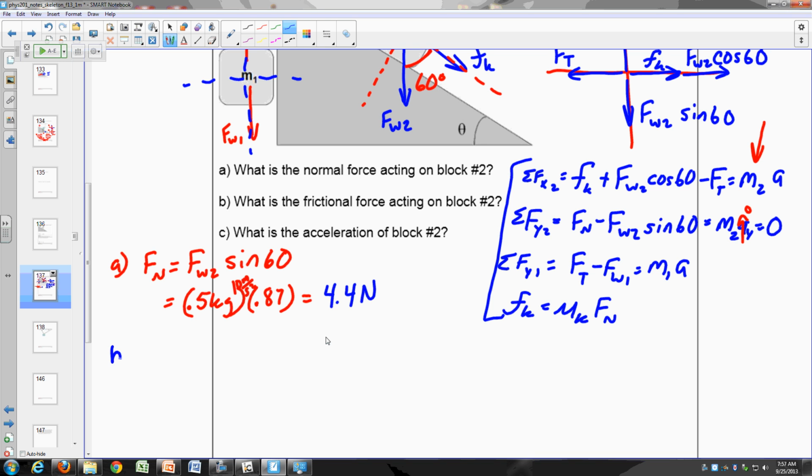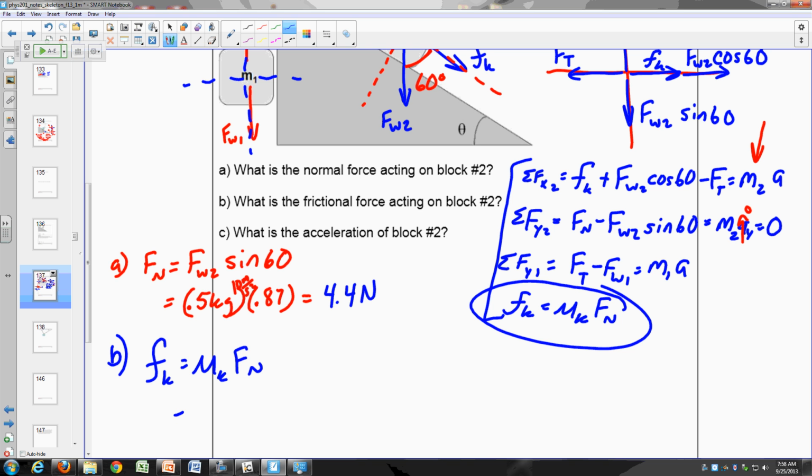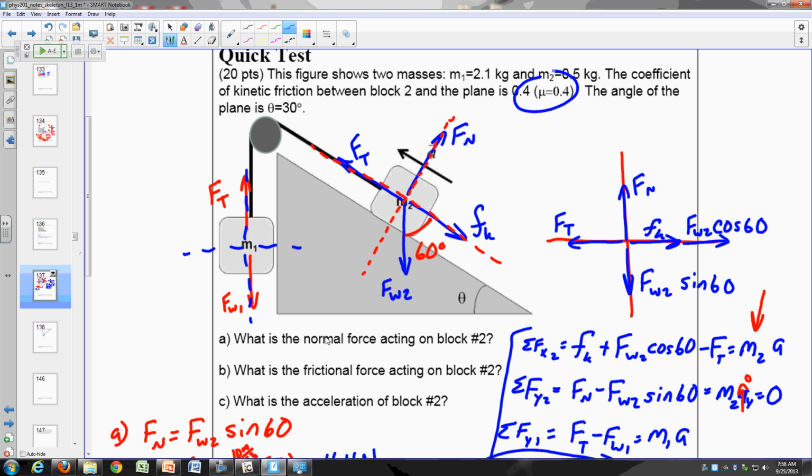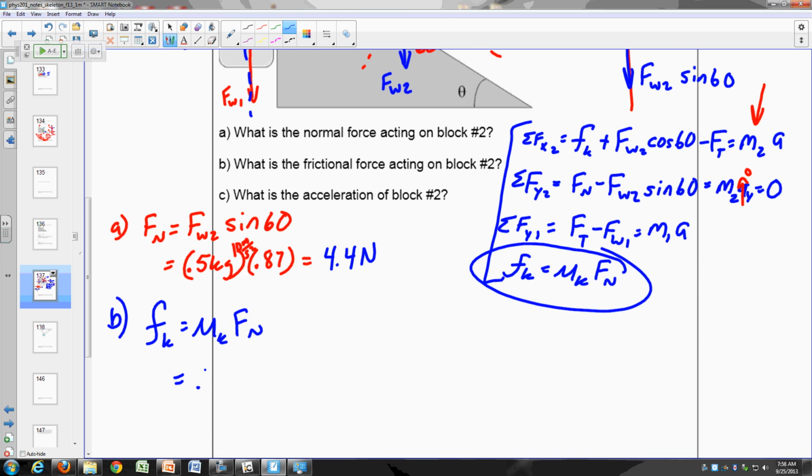Now I want to know part B. What is the frictional force? All right. How am I going to find the frictional force? mu k times Fn. Right. So I already have mu, given up here. So if I want to find my frictional force, I just say Fk equals mu k times Fn, 0.4 times 4.4. It's 1.8 newtons.